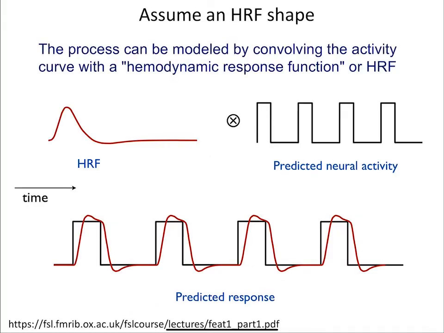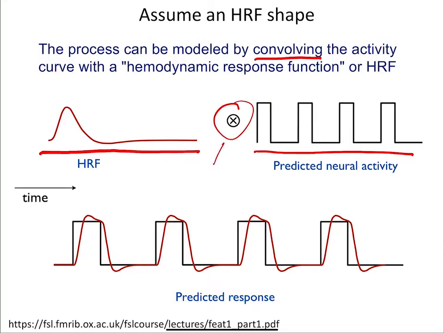Okay, so for most of this lecture, we're going to assume that the brain follows these properties. And if it does, there's a process called convolution. We're not going to get into the details. It's a mathematical operation. You can think of it as, this is the hemodynamic response function, and this is my stimulus.